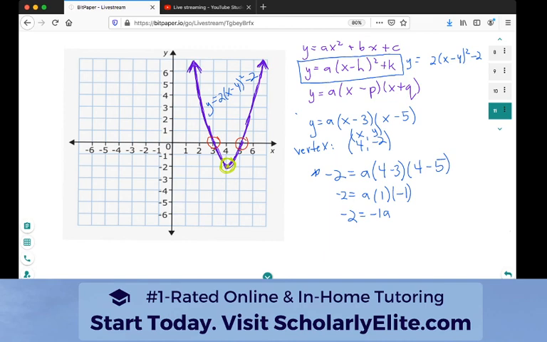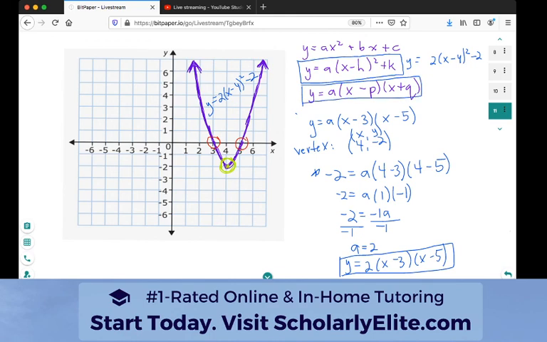And solving for a, because we can't have a negative a, obviously we need to get it by itself. We're going to just divide off -1, and we get a equals 2, which means our final equation is y equals 2(x minus 3)(x minus 5). Okay, guys? So I'm going to put that here. So we solve this here. y equals 2(x minus 3)(x minus 5).